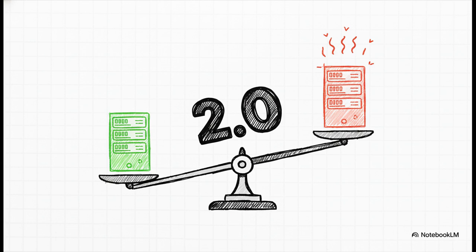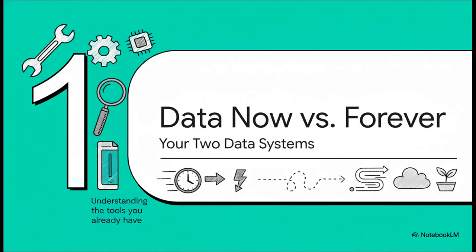So this brings up the million-dollar question. How on earth do you fix an inefficiency you can't even see? The answer, my friends, starts with understanding the tools you probably already have. It all comes down to knowing the difference between the data you need for right now and the data you need, well, for forever. Let's break down the 2 critical systems that handle all this information.